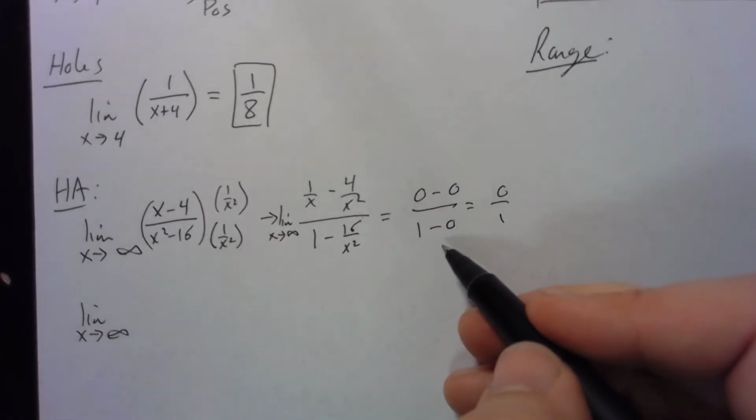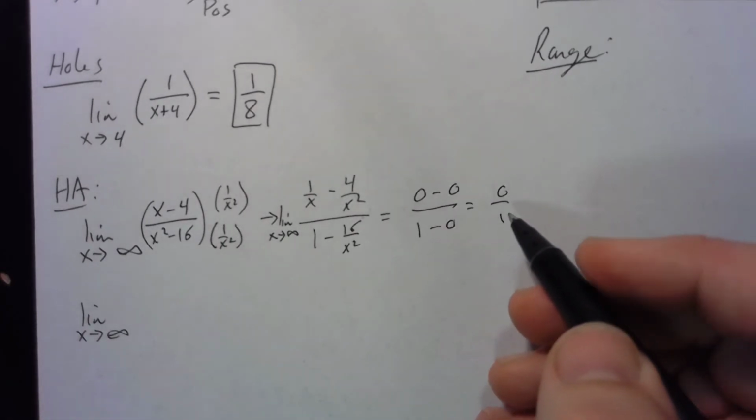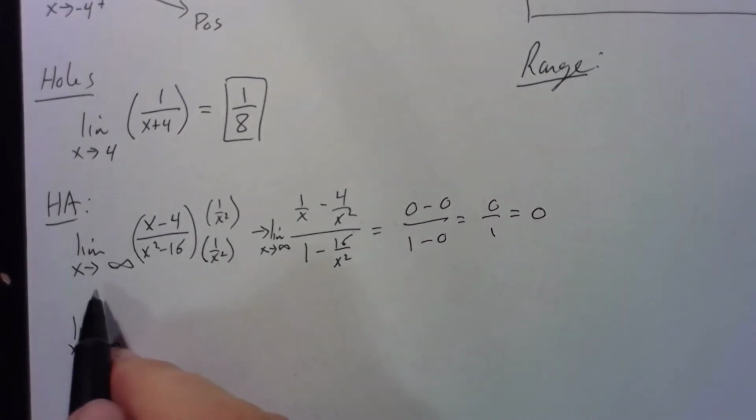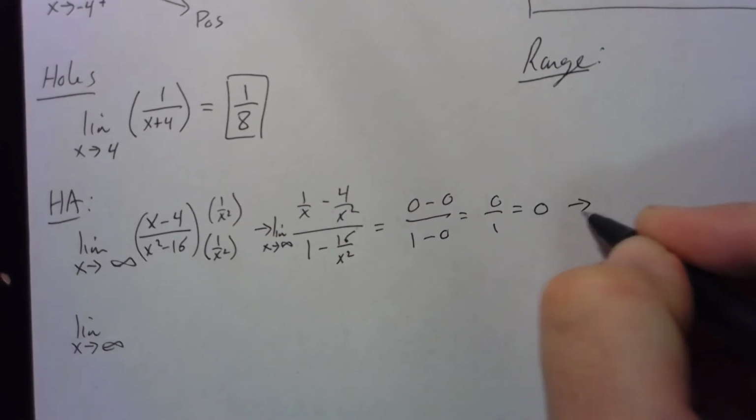If the bottom was 0 as well, 0 over 0 would not be something we're allowed to write. But this right here is 0. And therefore, if the infinite limit approaches 0, it tells me that my horizontal asymptote is y equals 0. And that verifies it from one side.